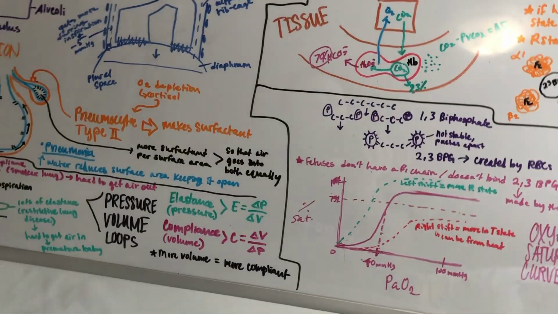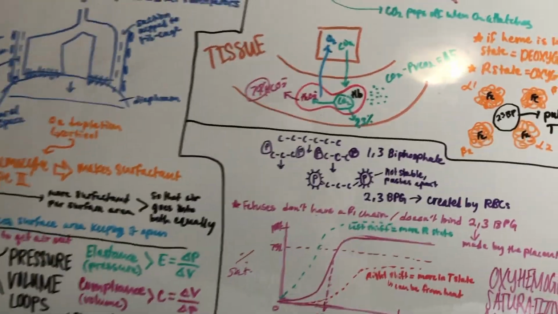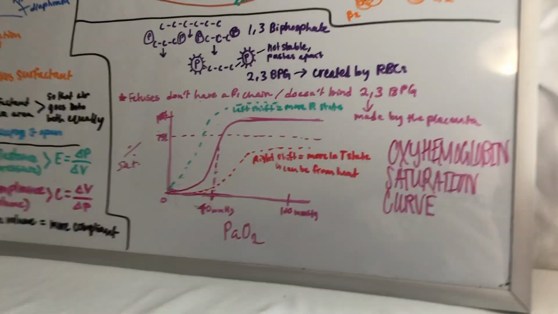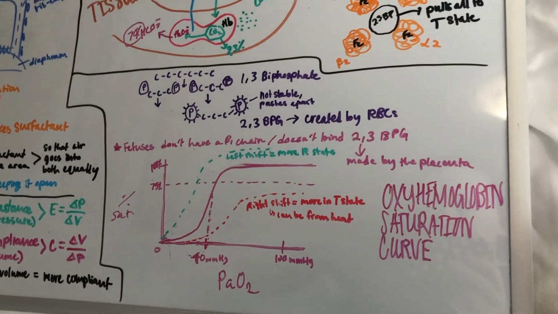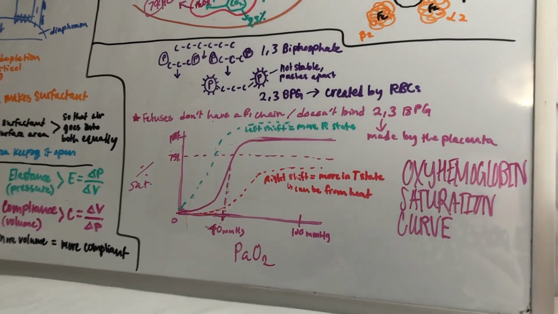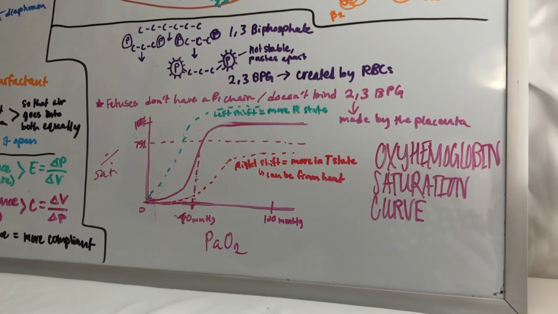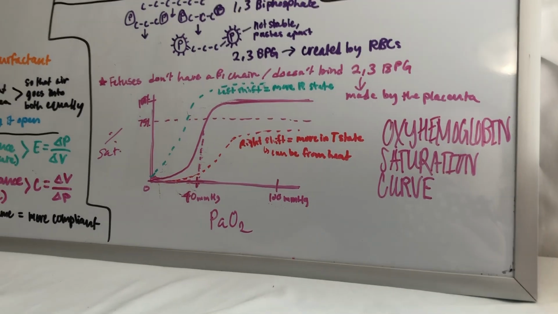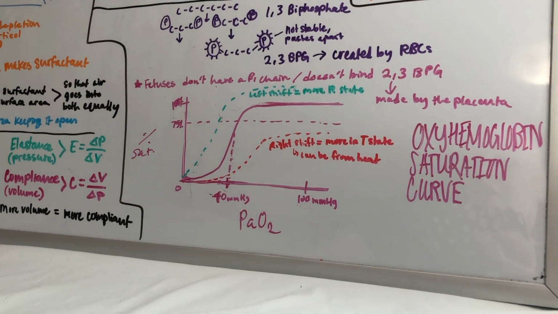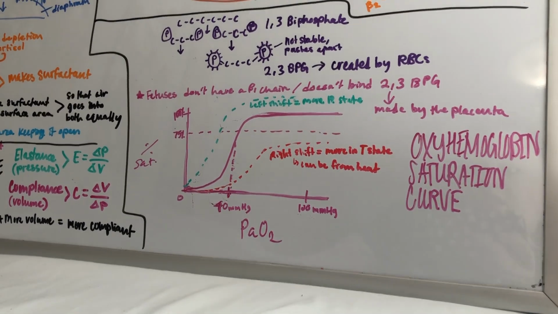So fetuses don't have the B1 chain, and they don't bind that 2,3-BPG. So in order for them to have that, it has to be made by the placenta. And so we're going to kind of describe a little bit more of that with our oxyhemoglobin saturation curve that we have right here.